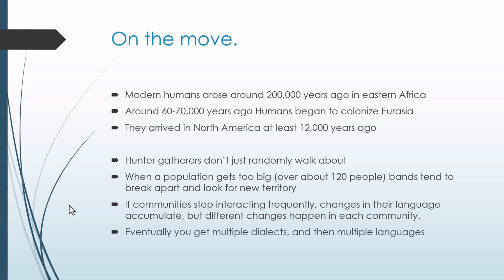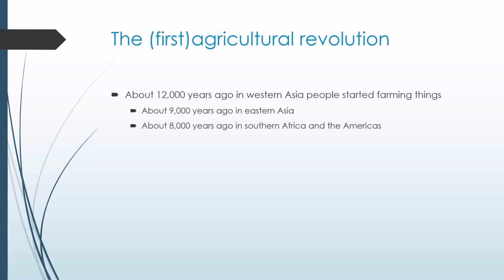And then the other thing we need to talk about with respect to Proto-Indo-European and the history of Indo-European languages is the first agricultural revolution. So somewhere around 12,000 to 10,000 years ago, people in Western Asia, right? What we think of today, you've probably learned it as the Fertile Crescent, right?